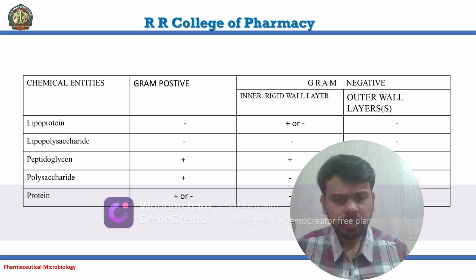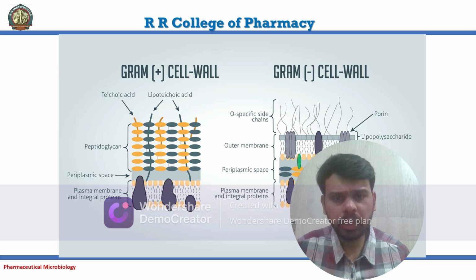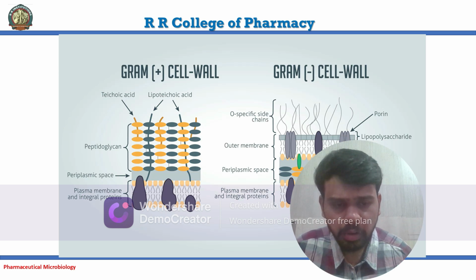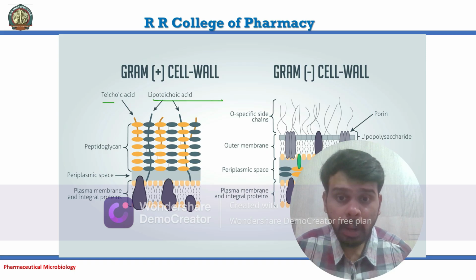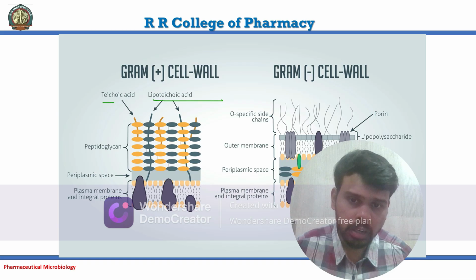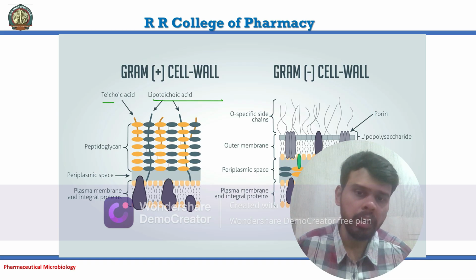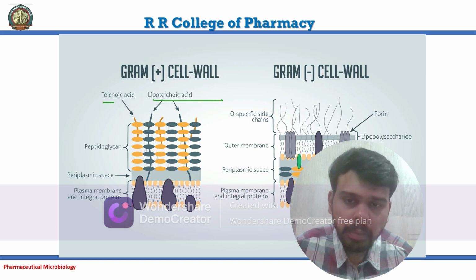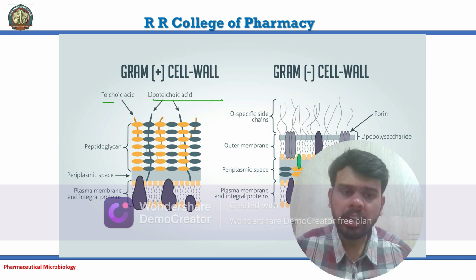Students, in this slide we can see a gram positive cell wall. If I take the structure, the first thing we can see is the teichoic acid and the lipoteichoic acid. The purpose of teichoic and lipoteichoic acid in the cell wall is to give rigidity. As I already said, gram positive bacteria are in the purple color.